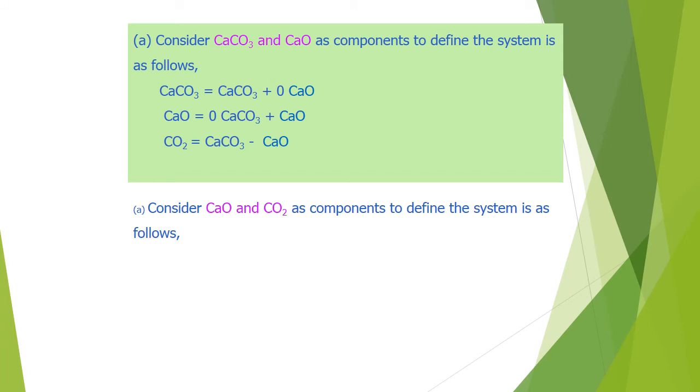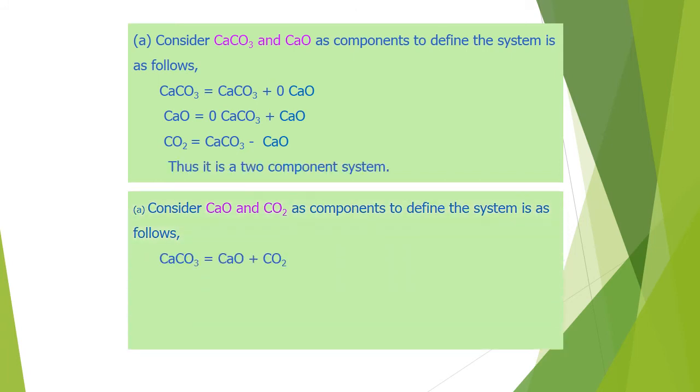Let us consider one more case, CaO and CO2. It is the simplest case of all. For CaCO3, we want to know, that is CaO plus CO2. If I add these two, I'll get Ca, 3 oxygen and 1 carbon. So the composition is defined. In the other cases you will put 0 and you will be able to define it. So hence, from any angle, the decomposition of calcium carbonate is a 2-component system.